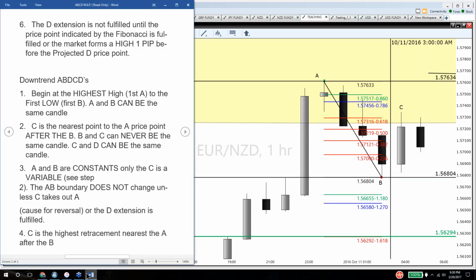Absolutely 100% no, right? Because the only reasons why I would look to change my AB boundary is if the C takes out the A or if the D extension is fulfilled. If the market just so happens to give me a lower low, well, that's fantastic, but I don't have a new AB boundary. Unless it satisfies the D target, I cannot redraw my A, B, C, Ds.